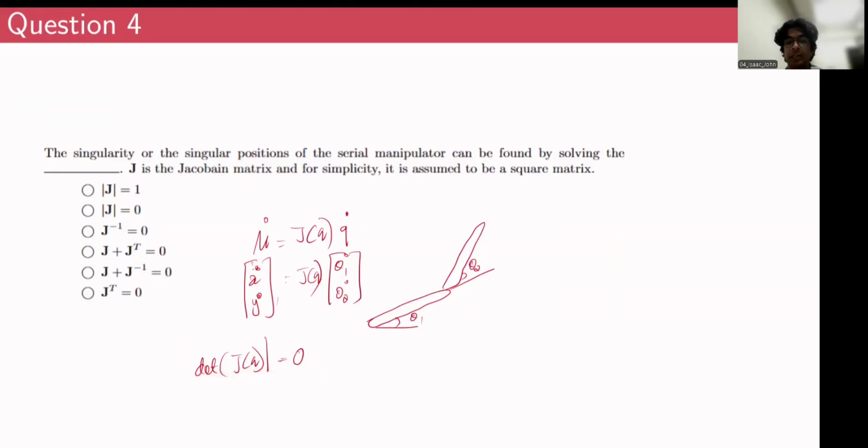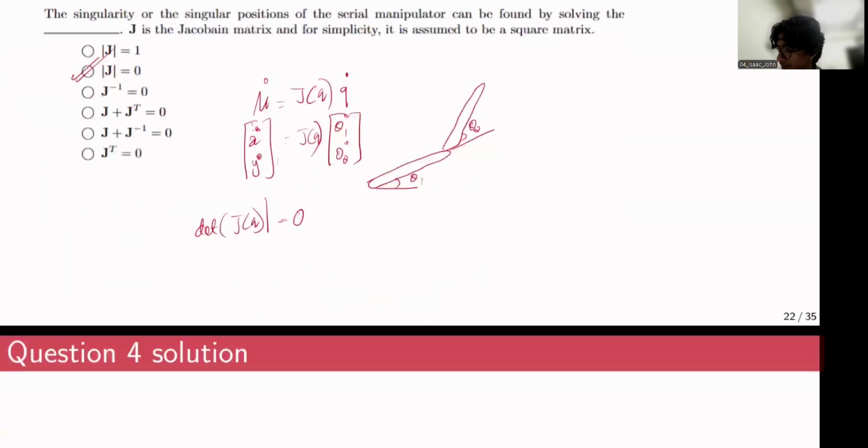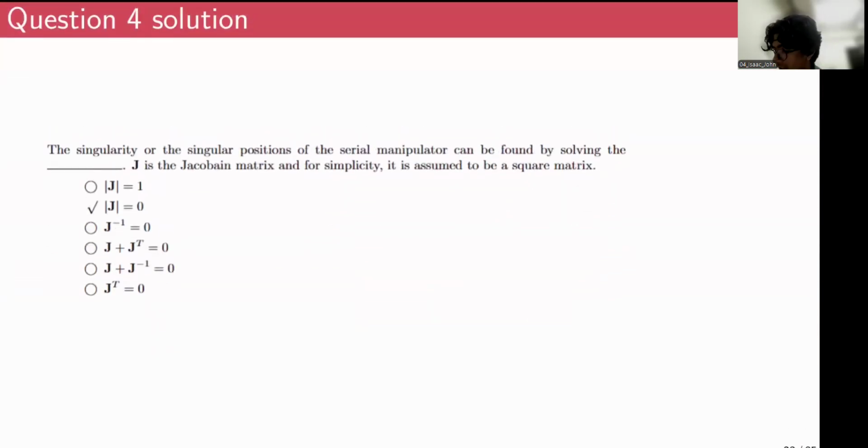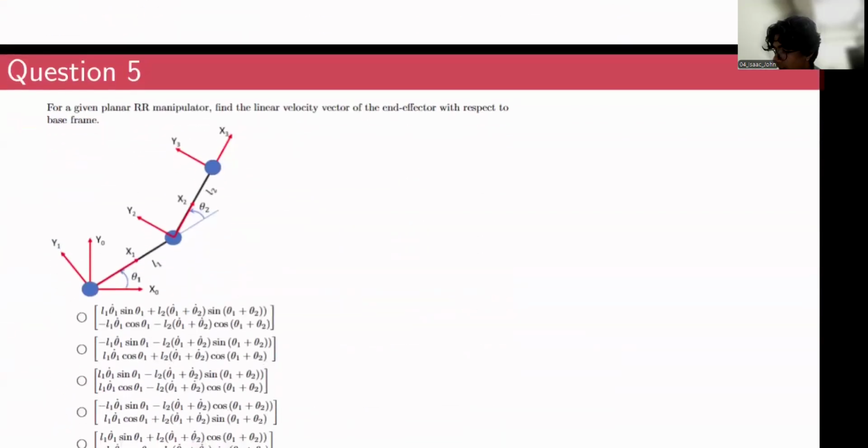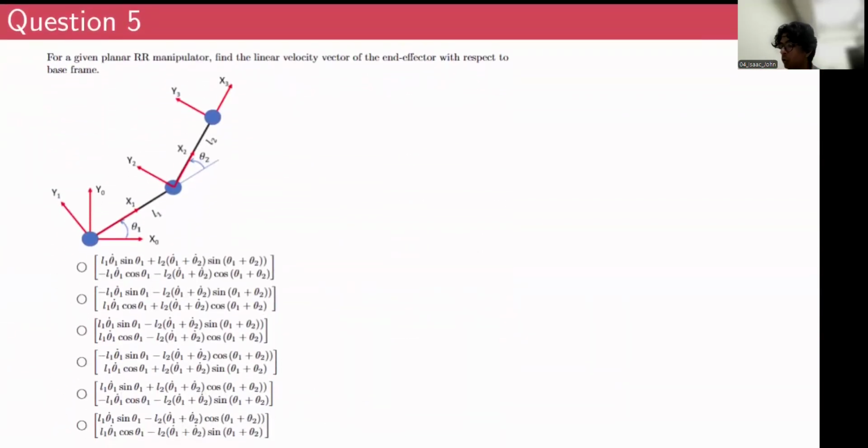So the solution to this equation will give you the singular configuration. Right? The configurations where singularity occurs. So in that regard, the correct answer is indeed option B, where determinant of J is 0, or when the Jacobian becomes singular. It's in the name itself, right? When the Jacobian matrix becomes singular, you will end up with a singular configuration. Or at singular configurations, the Jacobian matrix becomes singular. So that is indeed the correct option. Now, moving on to question 5.